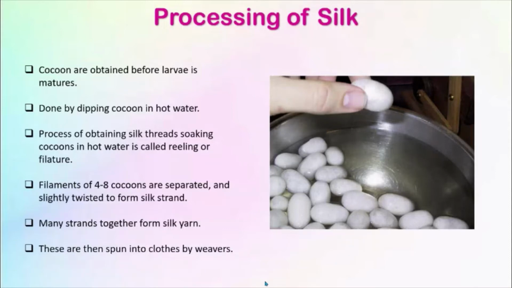Filaments from 4 to 8 cocoons are separated and slightly twisted to create a single strand. Many strands together constitute a silk yarn. These strands are then spun into cloth by the weavers.